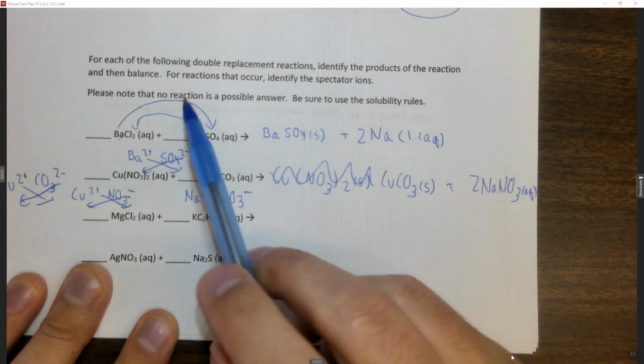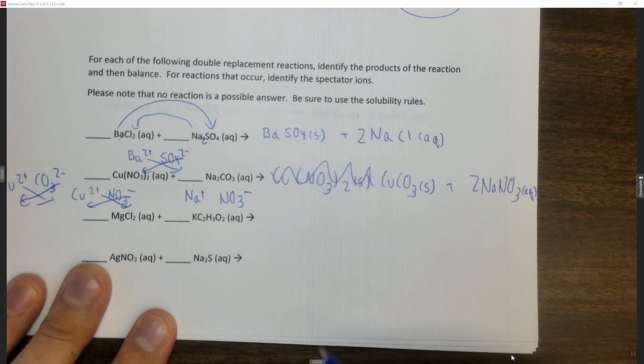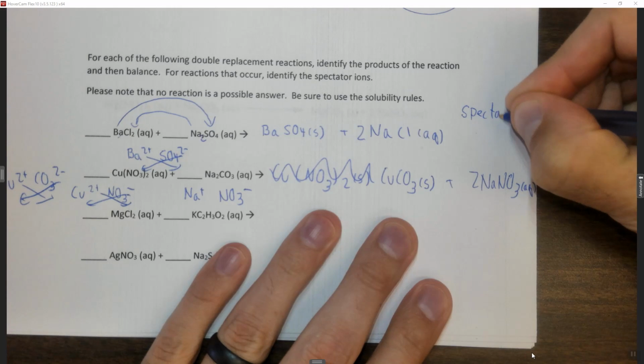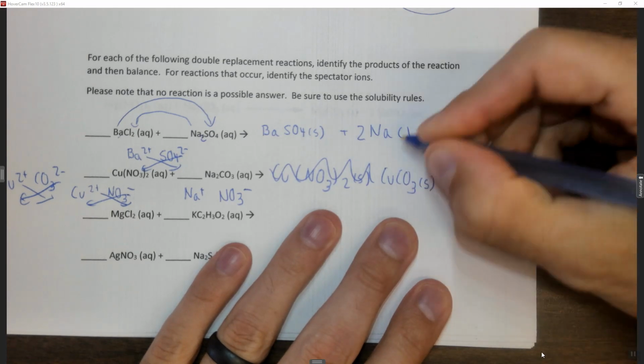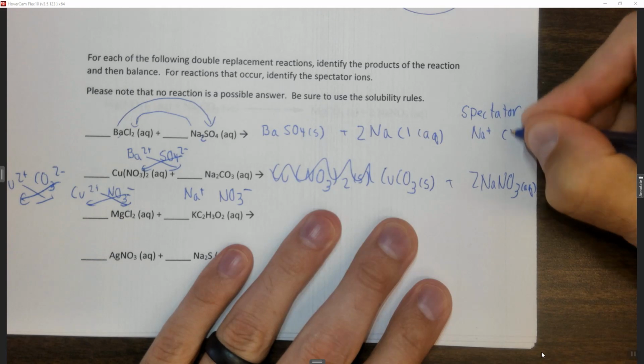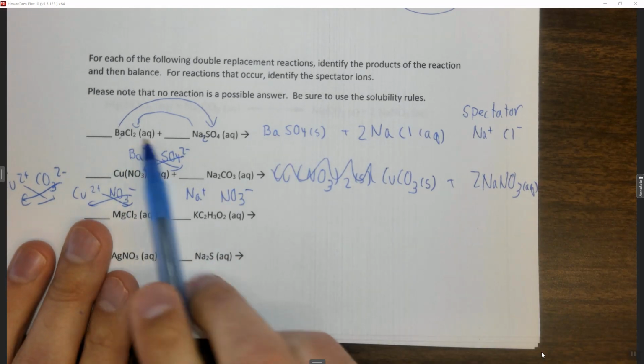I forgot that we are not finding the spectator ions. The spectator ions are your aqueous products. So your spectators, I'll write them over here, in this case are your aqueous products. So Na plus, Cl minus. Why are these spectator ions? Because they're simply floating around in solution over here.